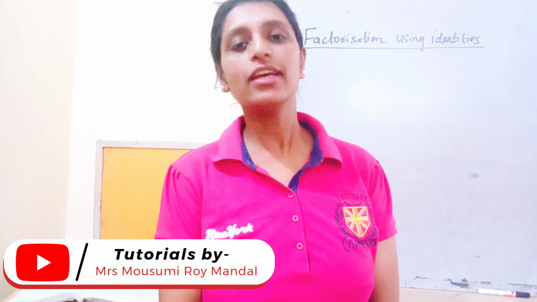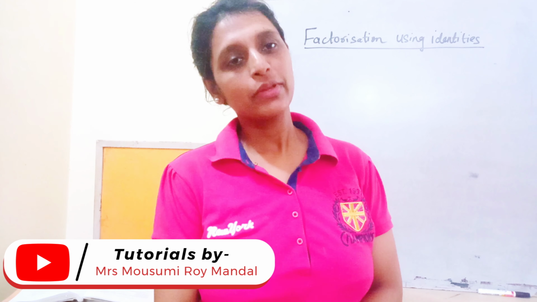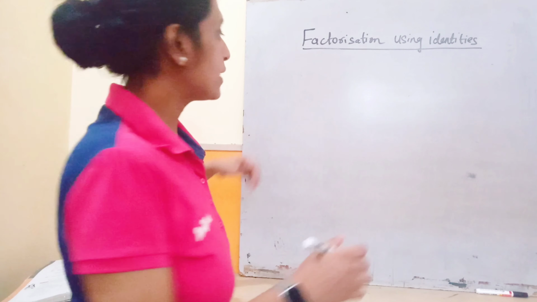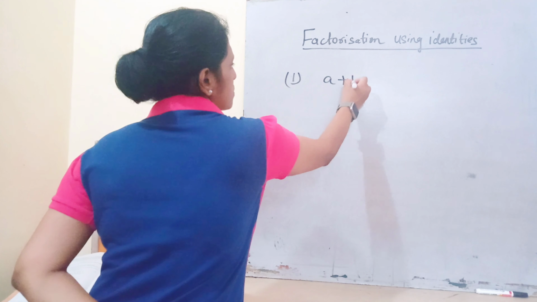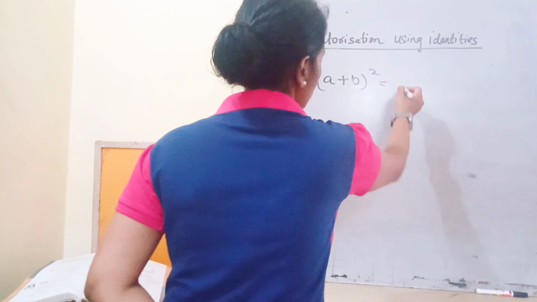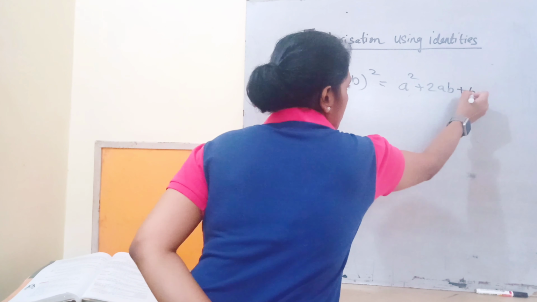Children, today I am going to tell you how we can factorize the algebraic expression by using the algebraic identity. Three main algebraic identities are, the first one is (a plus b) whole square, and the expansion of (a plus b) whole square is a square plus 2ab plus b square.